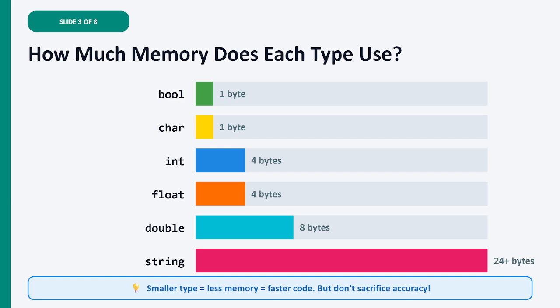Look at the chart. Bool and char only need 1 byte. Int needs 4, double needs 8, and string can be 24 or more. This matters because computers have a limited amount of memory. So if you use the wrong variable types, you're wasting space. And with all the variables that you use, it will add up fast. So make sure you choose the right one.